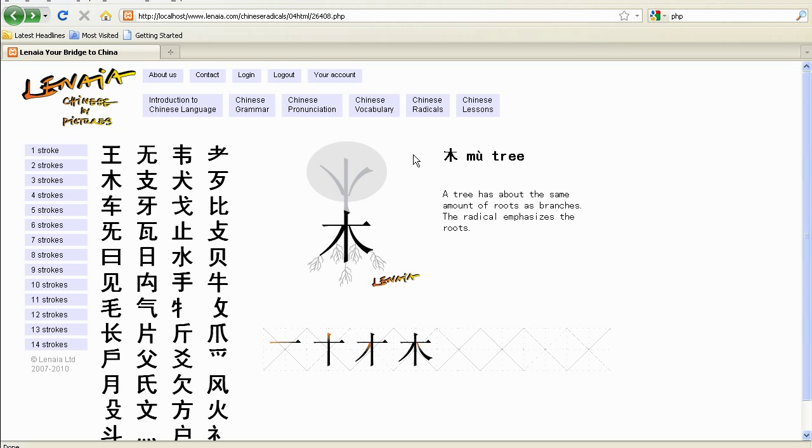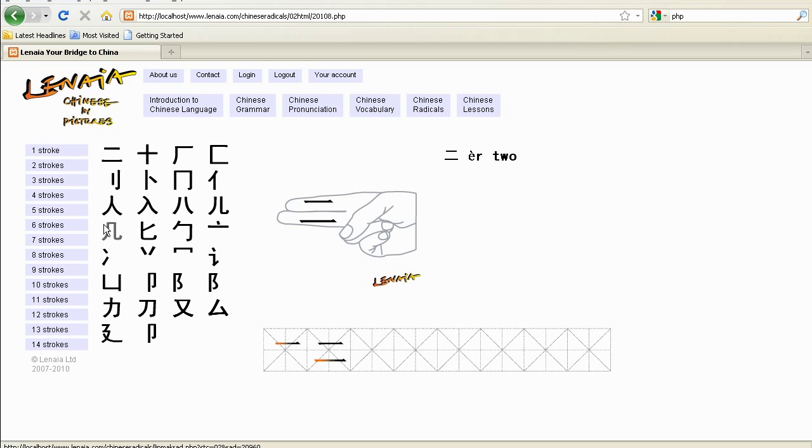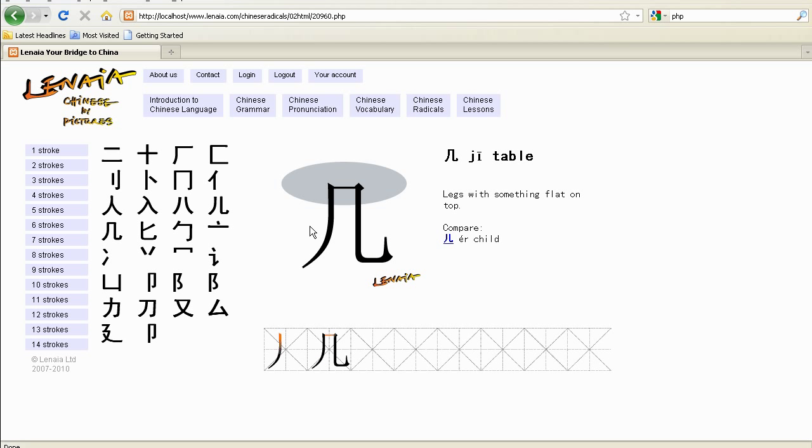Now, before we go to the vocabulary book, I would like you to have a close look at this radical again, which shows us a tree, and at one more radical which stands for a table.